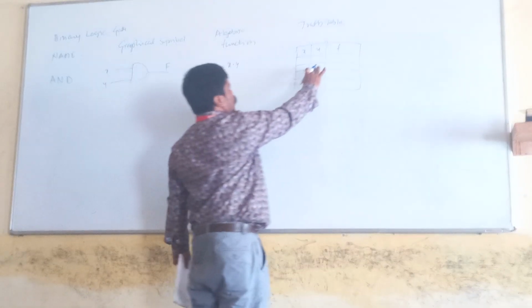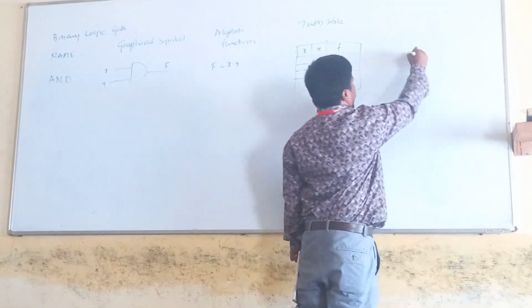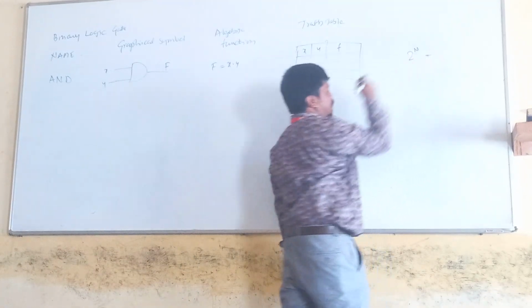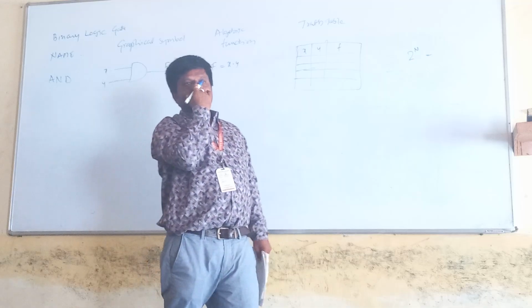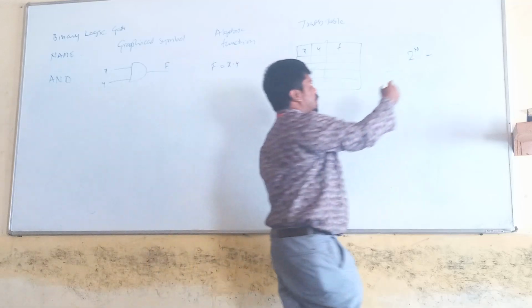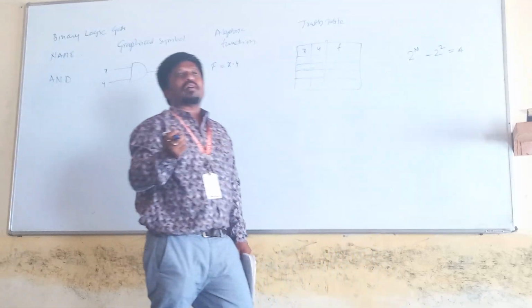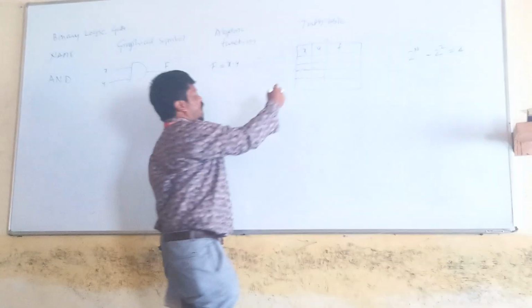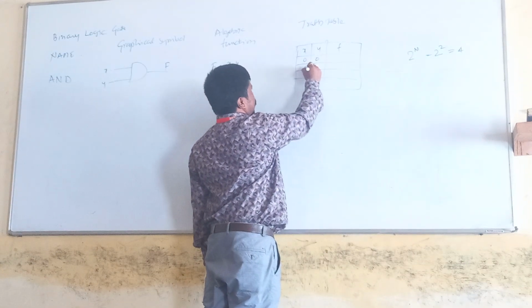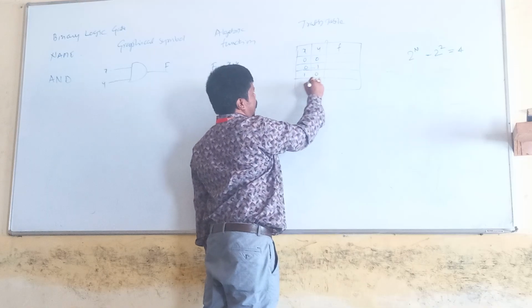We have two inputs. The number of rows is 2 to the power of n, where n is the number of variables. How many variables are here? Two variables. That's 2 to the power of 2, which is equal to 4. So we have 4 combinations, and we can write 0 0, 0 1, 1 0, 1 1.